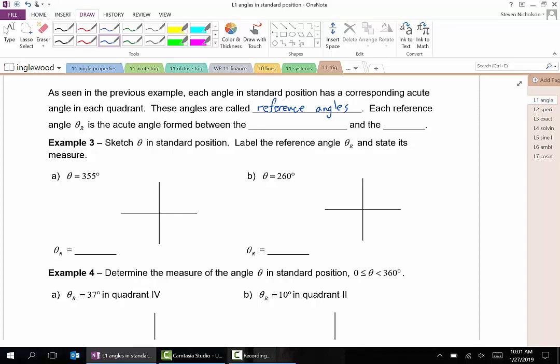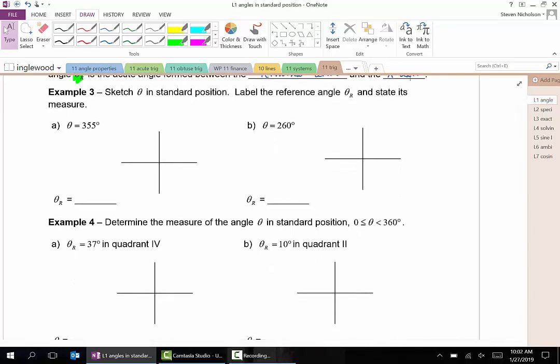So each reference angle, and we're going to call them theta r, theta is going to be our standard position angle, but theta r is going to turn out to be probably more important, is an acute angle formed between the terminal arm, so where you stop, and the x-axis. And you're going to often hear me say make a vertical. So that's this idea of it doesn't matter where your angle is, you're either going to go down to the x-axis or you're going to go up to the x-axis, and that's how we figure out our reference angle. So let's go ahead and plot a few and see how we calculate it.